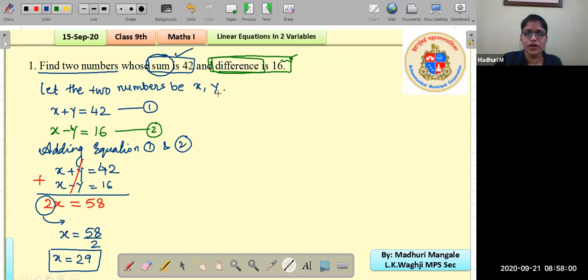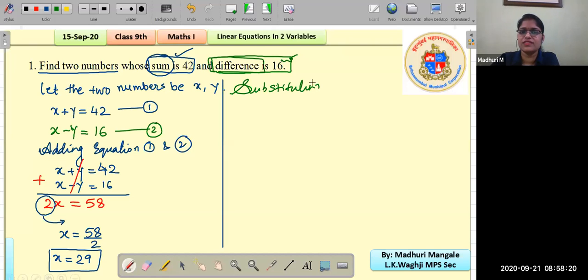And now we are going to find the second number. How do we find the second number? Recall, students? Yes, we will substitute this in any one of the equations. So substituting x equals 29 in any one of the equations. Now it can be the first equation or the second. Let us use the first equation. So that is x plus y equals 42. We will replace x with 29. So that would be 29 plus y equals 42.